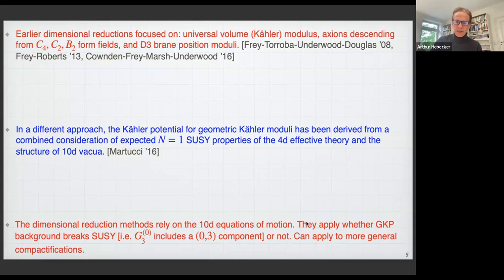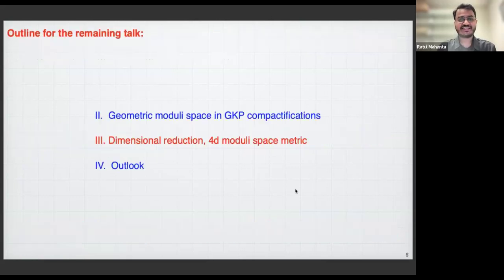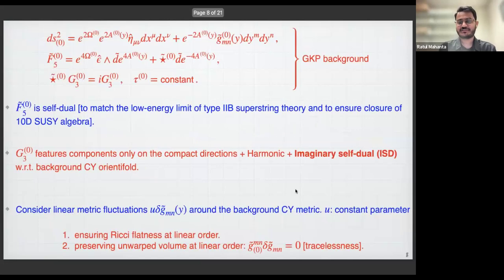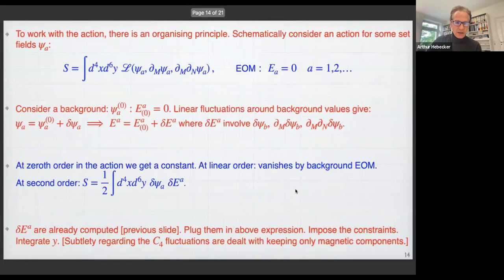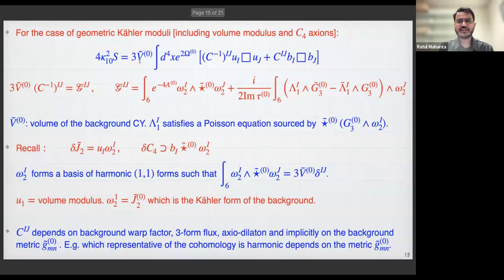Fine. I see what you say, but I don't agree. But I want to ask Ratul a much simpler question. What is your progress compared to Martucci concerning Kähler moduli? If I just look at Kähler moduli, this matches with Martucci's. That's a complete match. So concerning Kähler moduli, you say Martucci's analysis is okay. Yes, yes. But that's for complex structure.